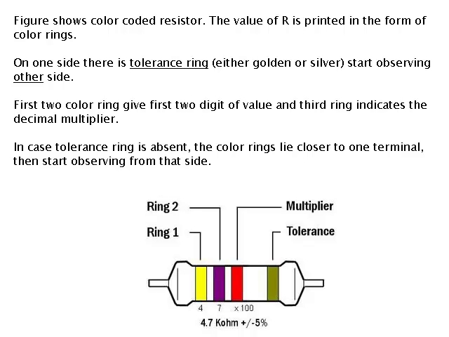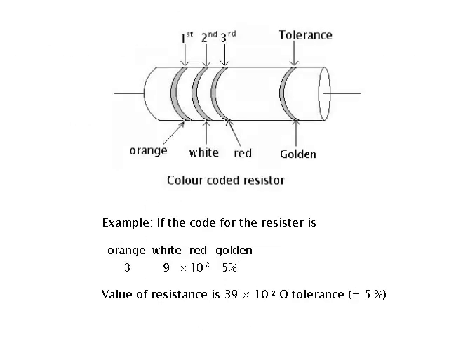Start observing other side. First two color rings give first two digits of value, and third ring indicates the decimal multiplier. In case tolerance ring is absent, the color rings lie closer to one terminal. Then start observing from that side. For example, if the code for the resistor is orange, white, red, golden, value of resistance is 39 × 10^2 ohms with tolerance ±5%.